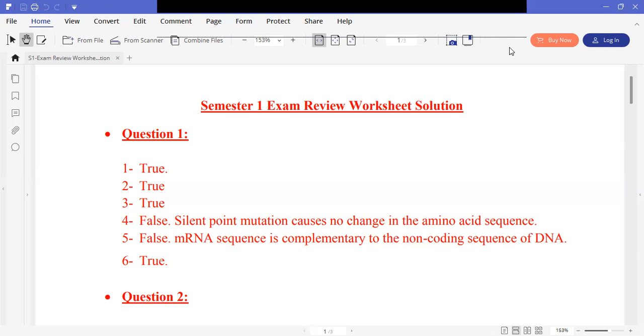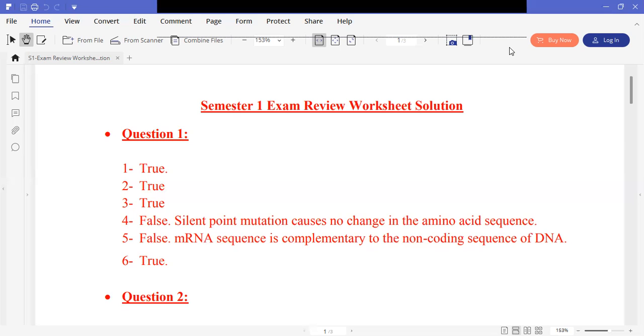Question number 1. Indicate the true statement or statements and correct the false one or ones. If it's true, simply say true. If it's false, you have to say false and give the complete answer correction. So, 1. Replication of DNA occurs during the S phase of the interphase. This is true. 2. Helicase is the enzyme that unwinds the two DNA strands.